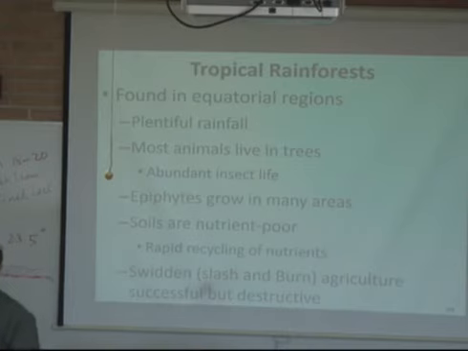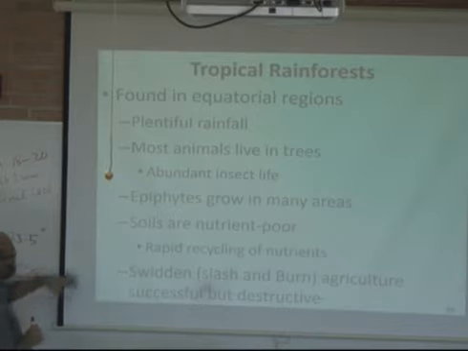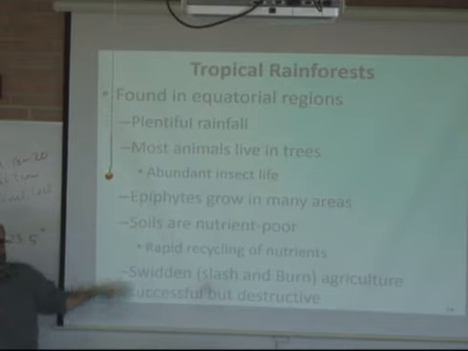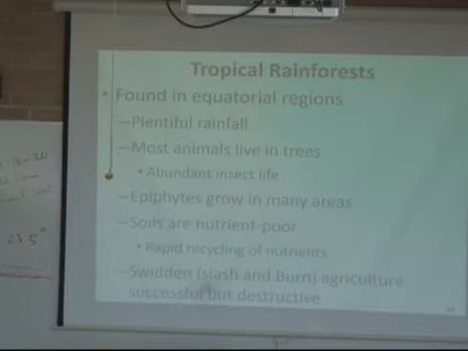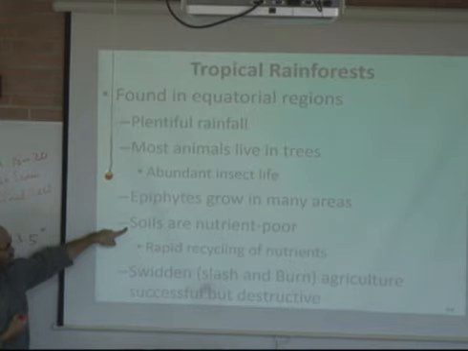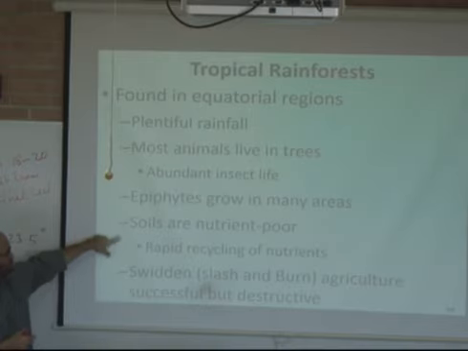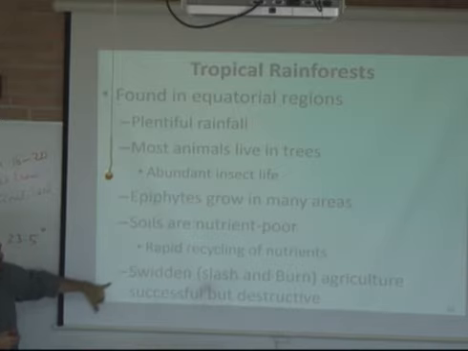Since the environment is so good for their growth, a lot of things can survive there much better. Soils, unfortunately, are nutrient poor because it is always populated with trees. So trees and plants are sucking all the nutrients from them. They are not really very rich in nutrients, because it is so heavily populated with trees and plants, and because of the rapid recycling of the nutrients there.